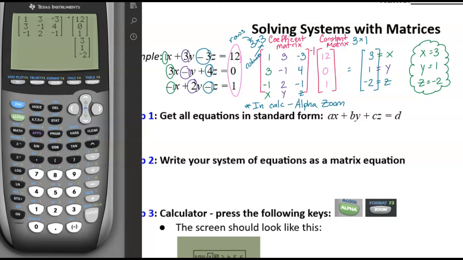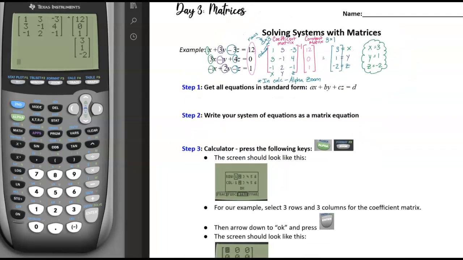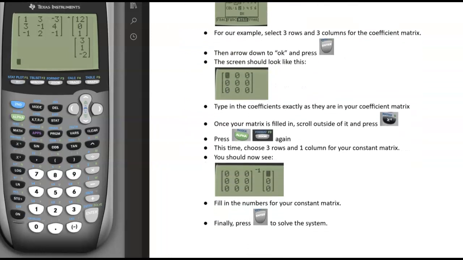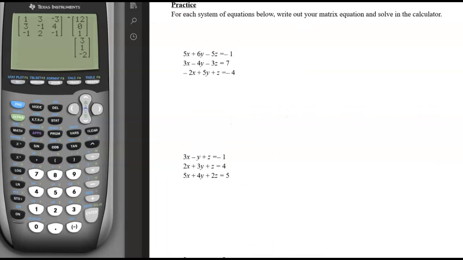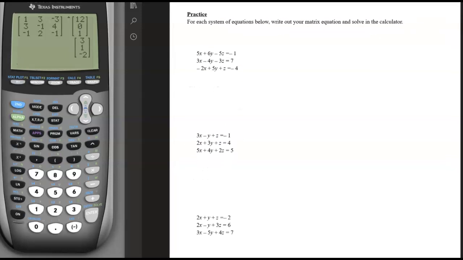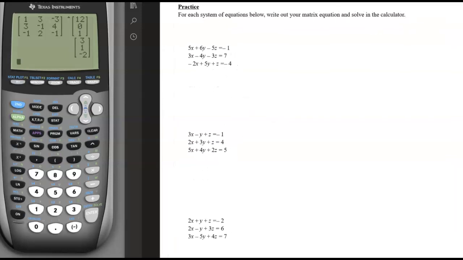I want you guys to try to work on the matrices on the back, on the practice. Those 3 matrices I want you to write. You actually need to write the matrix if you want full credit on your test or quiz. But you are going to use matrices to solve these 3 practice problems.